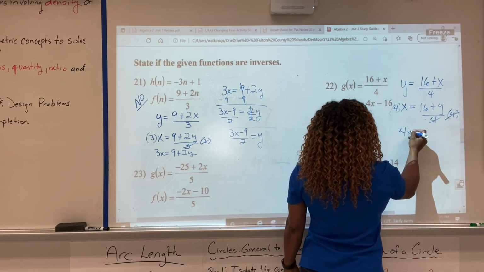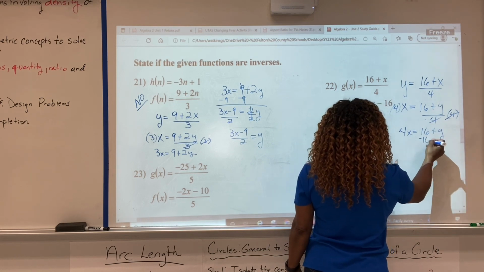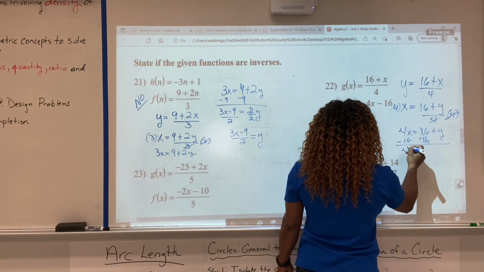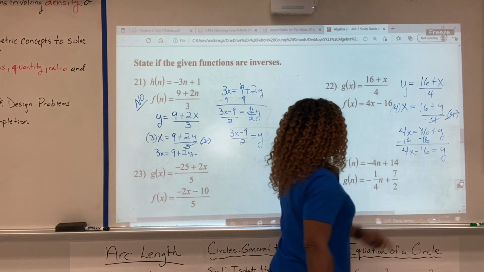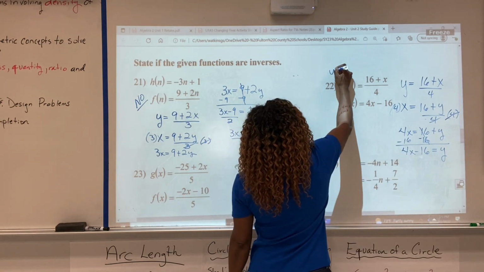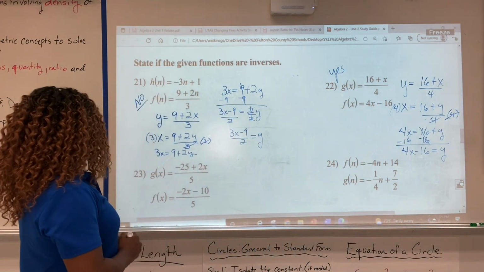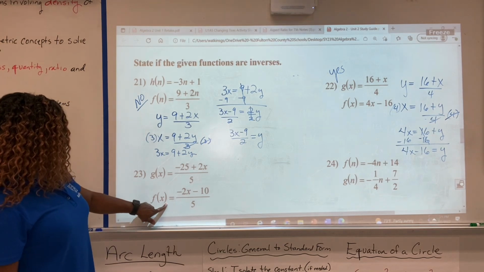So I've got 4x is equal to 16 plus y. Subtract 16 from both sides. 4x minus 16 is equal to y. Well, 4x minus 16, 4x minus 16, they match, so yes, these are inverses of each other. Okay, look at number 23. Let's go ahead and do this one.